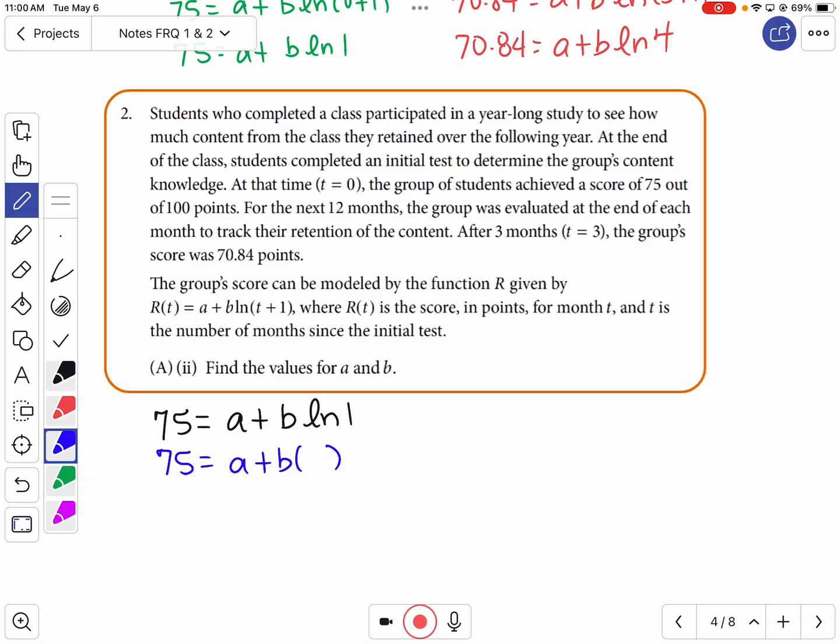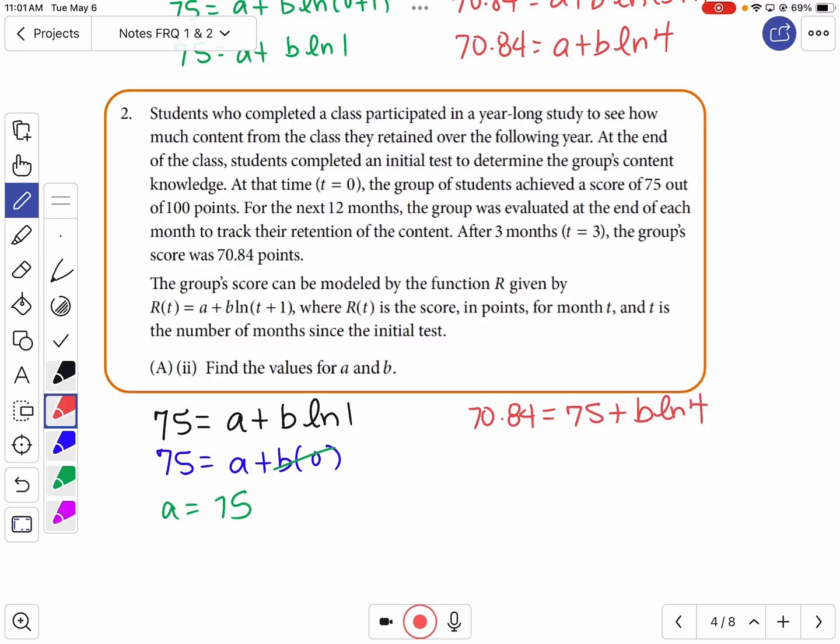It's 0. We can just type it in, it's 0. So what's going to happen to that B term? It's gone. What's A? 75. So we got one of them down. To find B, we're going to plug that value in for A. Hold on, I'm going to do the second equation because I already used that one. 70.84 is going to equal 75 plus B times the natural log of 4.